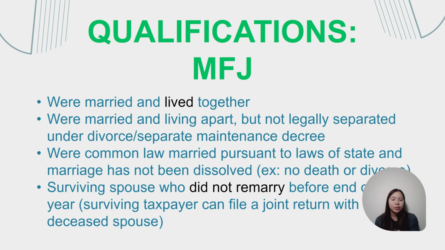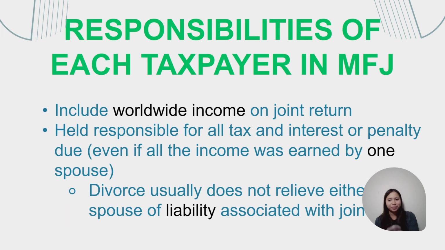In order to qualify for the married filing jointly status, you have to be married with your spouse, and you can live either together or apart, but you can't be legally separated. You can also be a surviving spouse who did not remarry before the end of the year. That means your spouse died during the tax year and you did not remarry, which we went over in the definition of being married, hence married filing jointly.